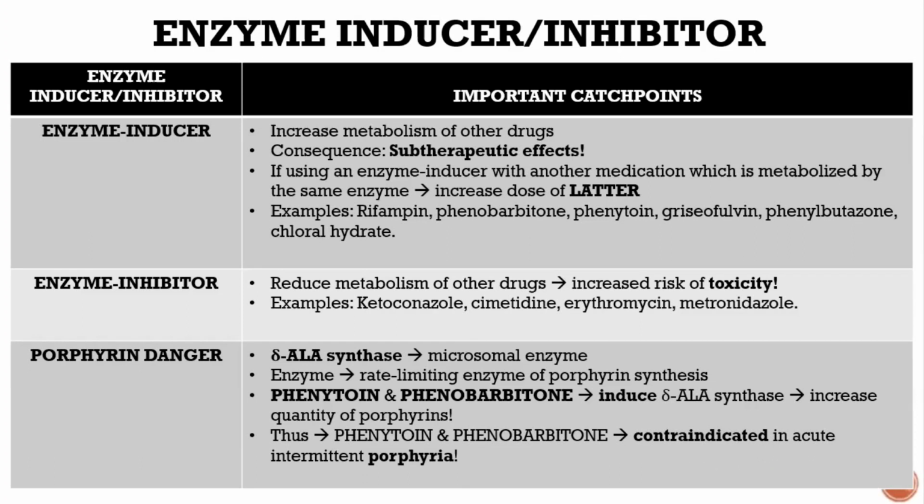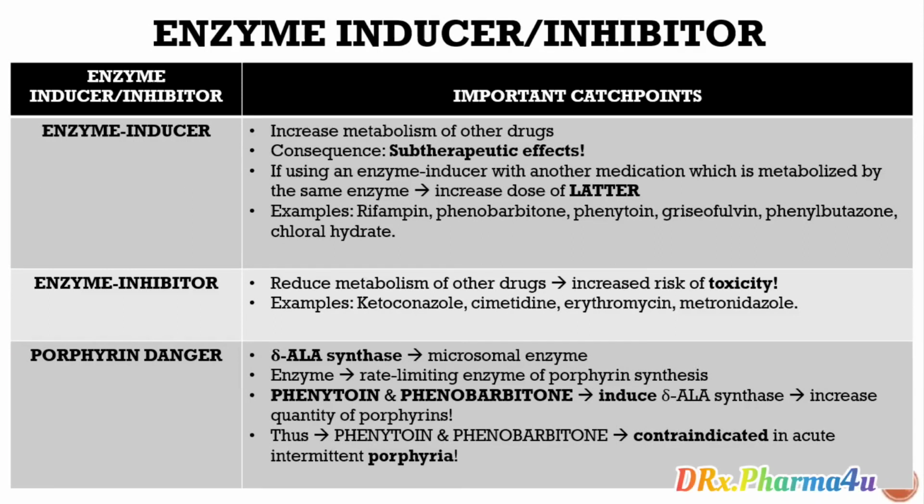Enzyme inhibitors are also dangerous. Enzyme inhibitor means they will block the metabolism of other drugs. And if other drugs' metabolism is blocked, their plasma drug concentration may increase. And in that condition, you have a high risk of toxicity. So examples are ketoconazole. Ketoconazole is an antifungal agent. Cimetidine, it is an antihistaminic, used in the treatment of peptic ulcer, acidity. Erythromycin is an antibiotic, macrolide antibiotic, and metronidazole is an anthelmintic, and it is also used as an antibiotic because it has action against anaerobic organisms also.